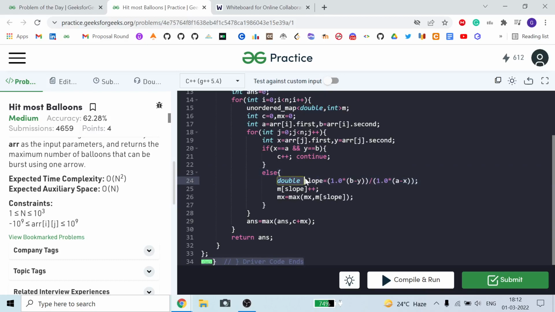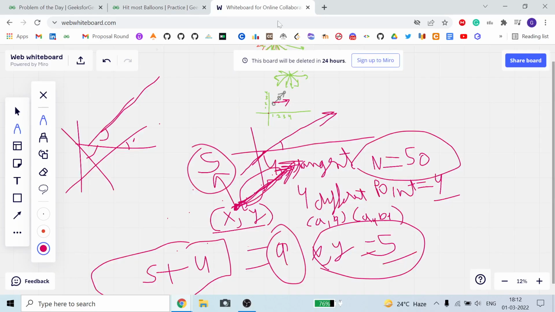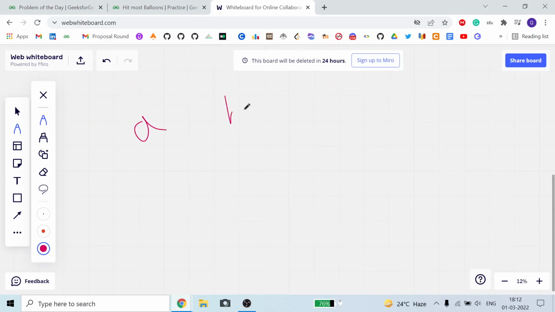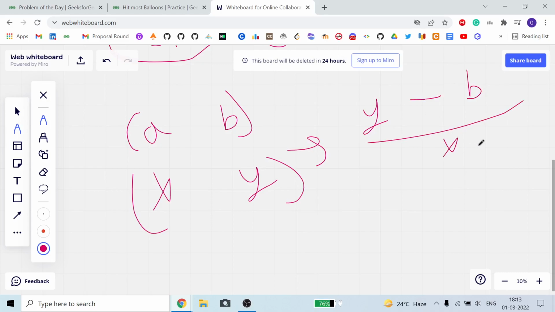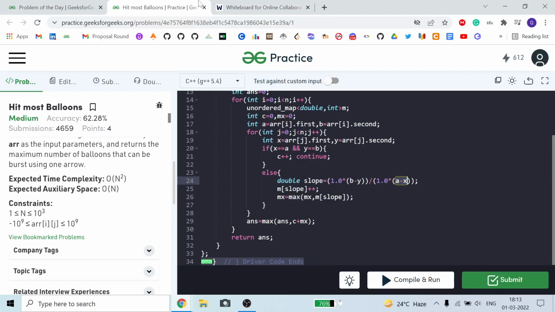Then I will take a slope and calculate it. Now how can we calculate slope? It is very easy: b minus y divided by a minus x. Now I am giving you 2 points, a, b and x, y. How will you find out the slope of these 2 points? In general mathematics, there is a very simple formula: y minus b divided by x minus a is equal to the slope. Slope is basically m. We say m is equal to slope. In 10th grade you should have studied m is equal to slope. So we take it as slope. Slope is equal to b minus y divided by a minus x.